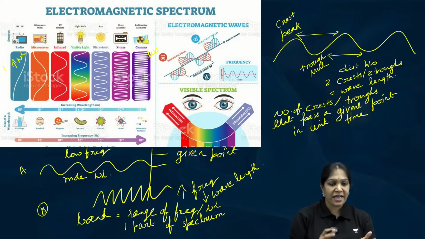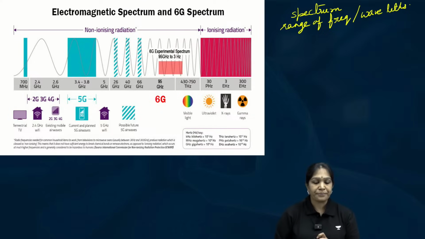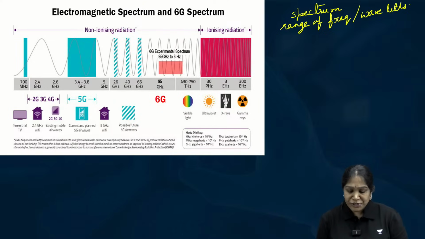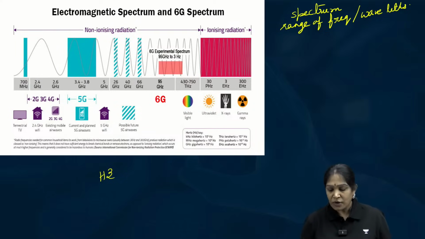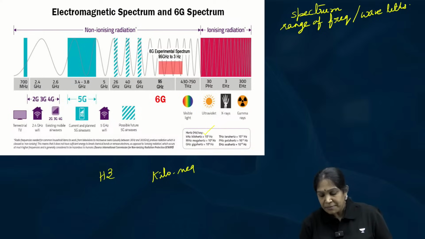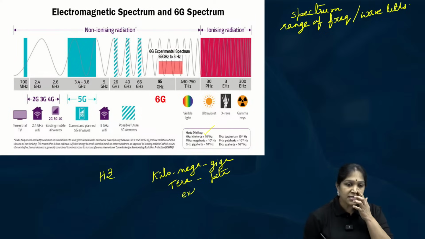So is the concept of wavelength, frequency, spectrum, band clear? Yes. Okay. Frequency is measured in hertz. The unit for frequency is hertz. Kilohertz means 10 to the power of 3. After kilo you have mega. After mega you have giga. After giga you have tera. After tera you have peta. After peta you have exa. Is it clear?